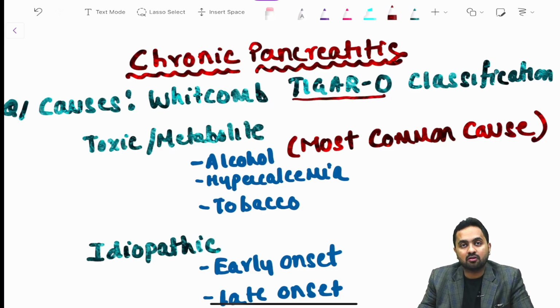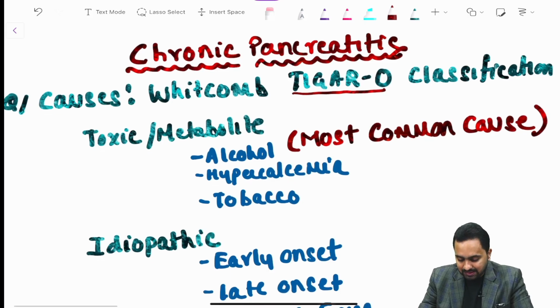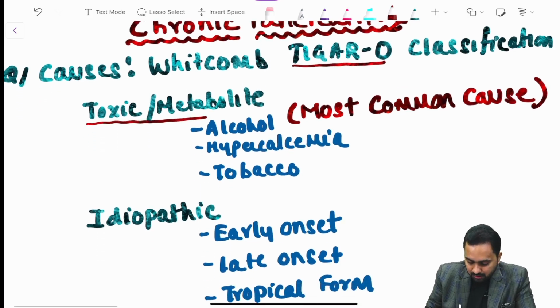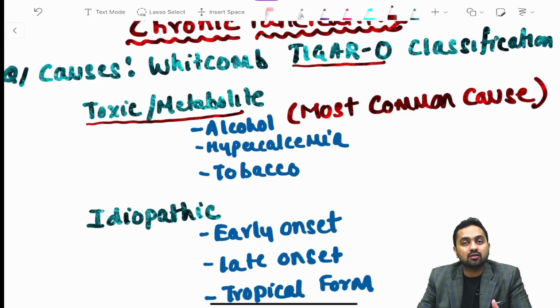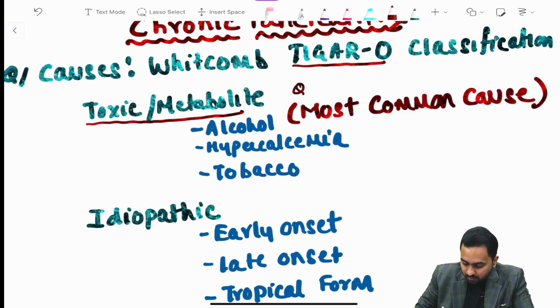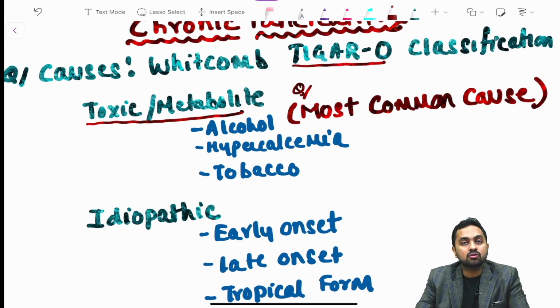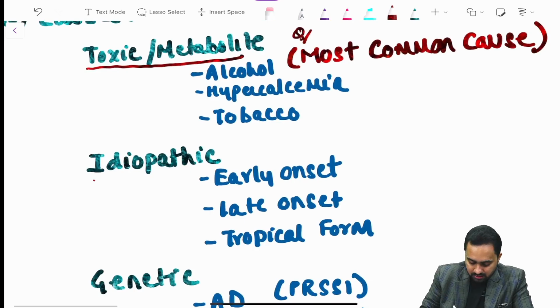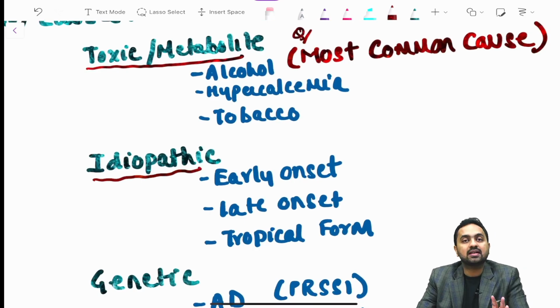It is the causes of chronic pancreatitis, where T stands for toxic or metabolic causes, which include alcohol, hypercalcemia and tobacco. Now alcohol is considered to be the most common cause of chronic pancreatitis. Then we have idiopathic causes, which could be early onset, late onset or the tropical form.